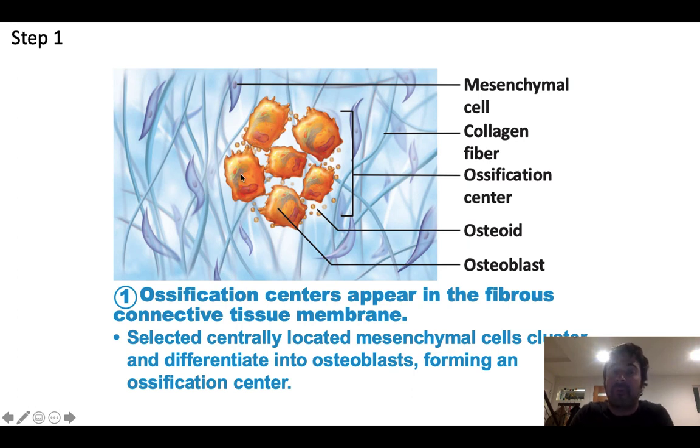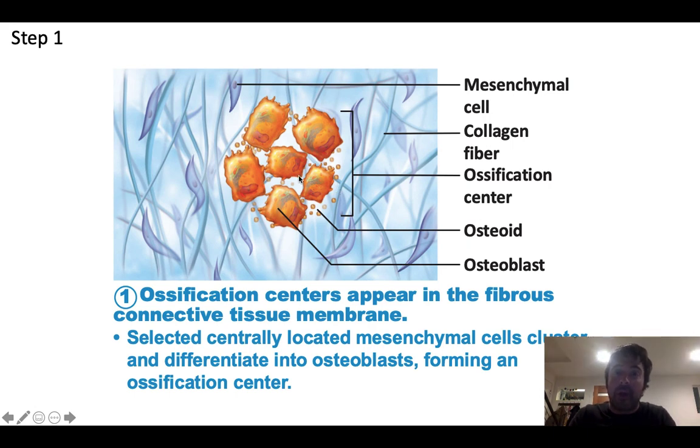So these mesenchymal cells differentiate into osteoblasts, and these osteoblasts start tacking on immature bone called osteoid because that's what osteoblasts do. They make bone. So whenever you see a stem cell differentiating into an osteoblast and these osteoblasts clustering in a specific area, that area in which these osteoblasts cluster is called an ossification center.